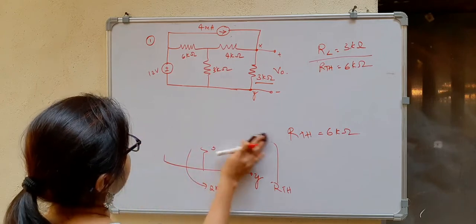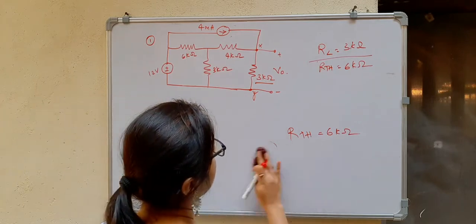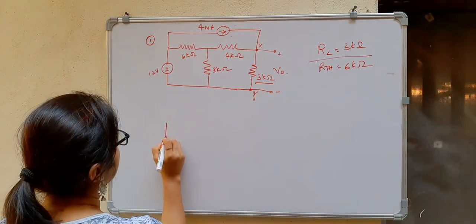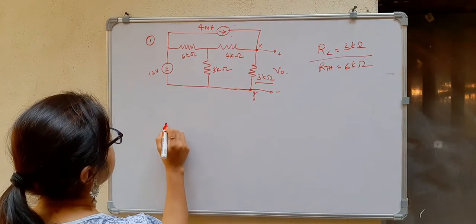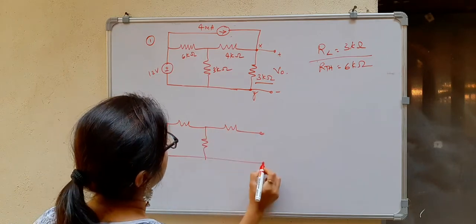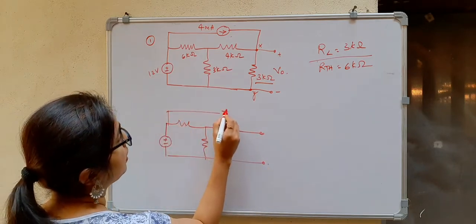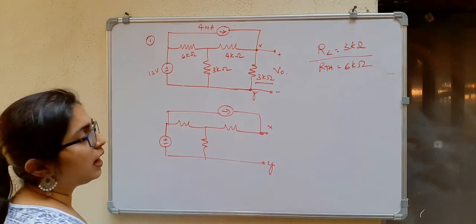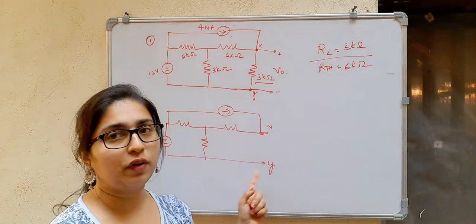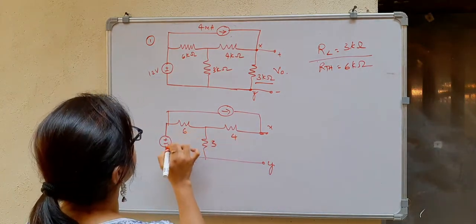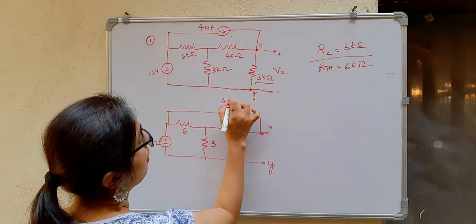How to find VTH? Now I will bring back all the sources in its position. I will open these terminals. So I will keep this as it is. I will bring this to this position. So this is X and this is Y. I will not connect the load resistor now to find the VTH. So this is 3 kilo ohm, 4 kilo ohm, 6 kilo ohm, 12 volt, 4 milliampere.